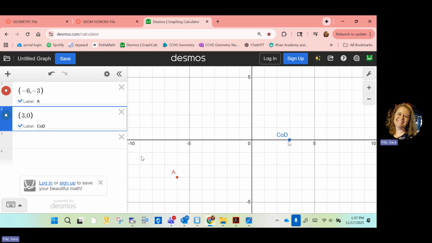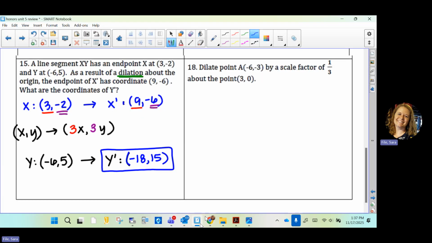Y'all agree? So from the center of dilation to A, I go left 9, down 3. Left 9, down 3. Could write that down. Okay, so you could say from the center of dilation to A is left 9, down 3. Now I need to scale that. That's my K. So I need to multiply by my scale factor.